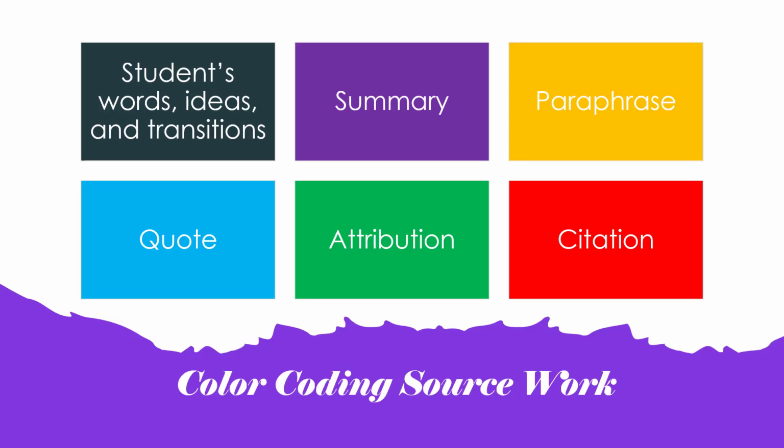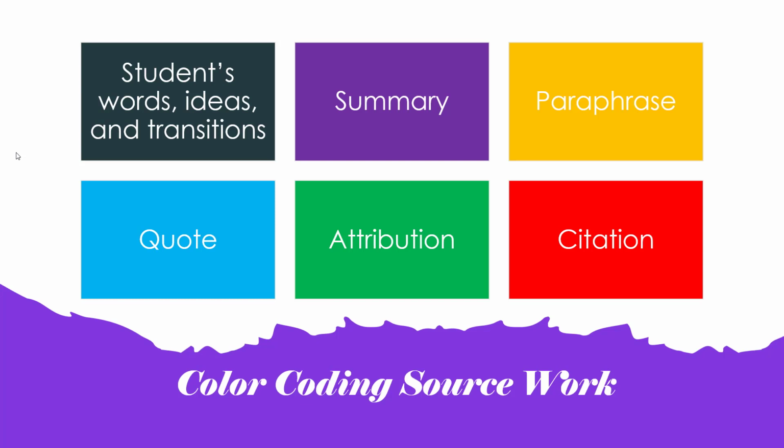All right, so now that we have talked about this, it's kind of hard to conceptualize visually. How does this actually look in a paragraph? Let's see how it could look. I'm going to show you a paragraph that is incorporating information from different sources. We're going to show you first how it could be done not so well, and then how it can be integrated a lot better using summary, paraphrase, attribution, citation, quote, and also the student's words, ideas, and transitions.